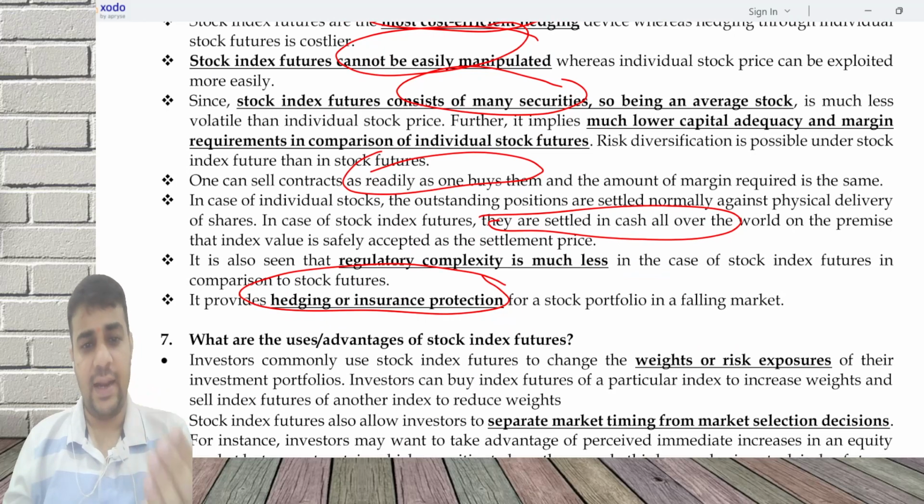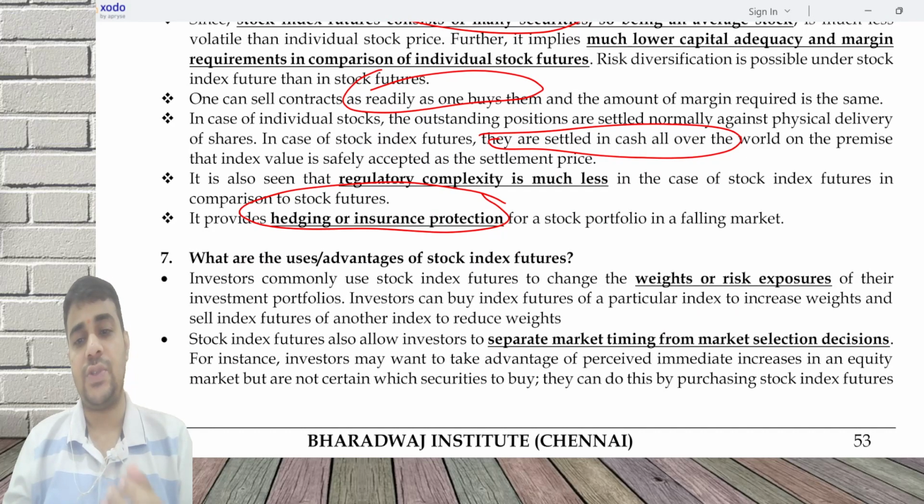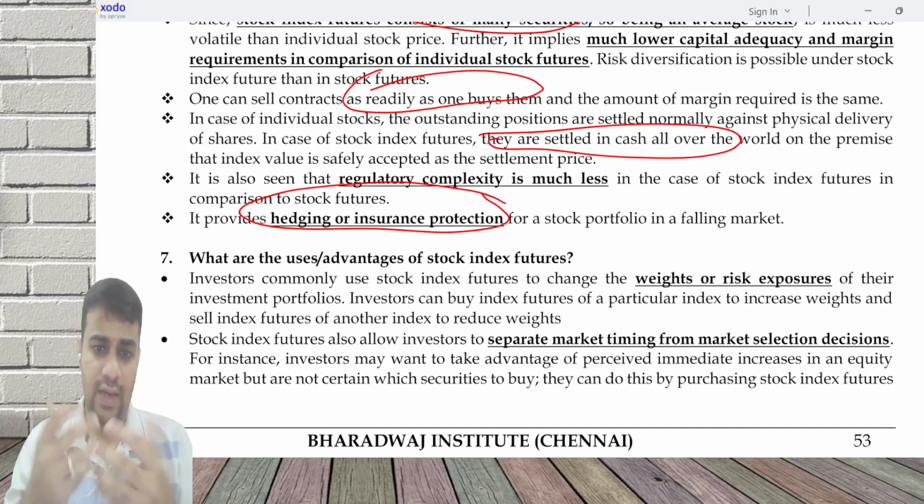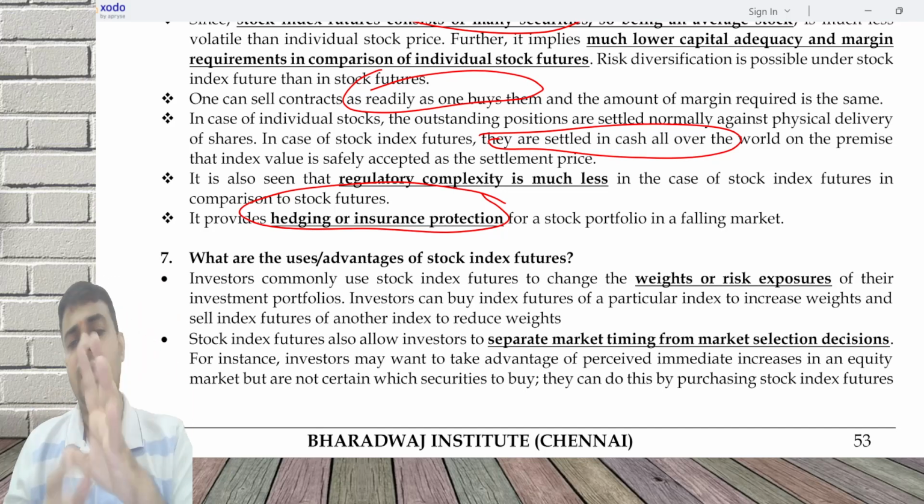And the next thing is advantages of stock index futures. I think I've already talked about them, whatever we wrote there. Investors use stock index futures to change the weights or risk exposure of their investment portfolio. That is, you can increase the weight or reduce the weight using the index futures. That is what we used to do in that security beta weight product format. They allow investors to separate market timing from market selection decision. See, point is, I know that markets are likely to go up. I want to invest, but I don't know which stock to invest in. Let's not worry about it. Go ahead and invest in the index.